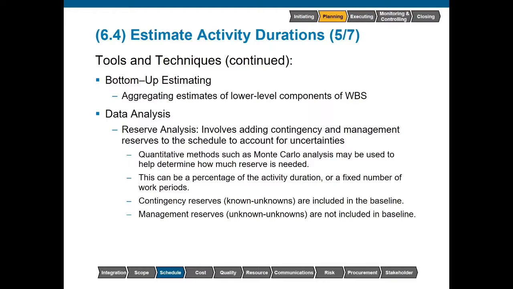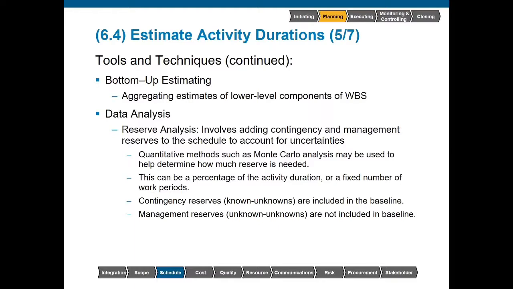We can just select a percentage of the overall activity duration. Or we could just say this is how many work periods we'll set aside as a reserve. And it's entirely up to you as you develop your various management plans to determine how we are going to set aside reserves. The two types of reserves that we do see the most are the contingency reserves. These are for known unknowns or identified risk.